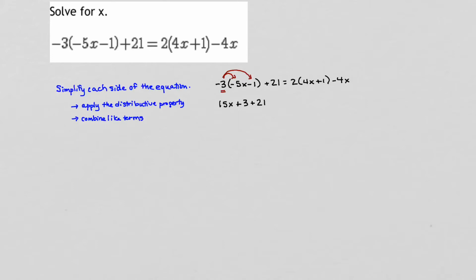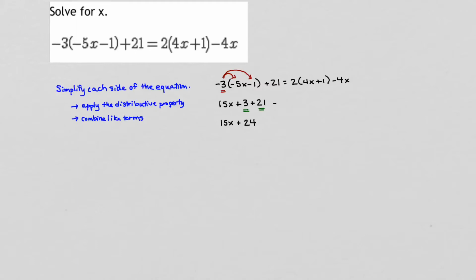Now that the distributive property is complete, I can continue to simplify the left side by combining like terms. What terms can be combined? Well, notice that the 3 and the 21 are our constants, and those are like terms, so we can put those two together by adding them up. That means the left side will become 15x plus 3 plus 21, which is 24. The 15x and the 24 are not like terms, so that's as far as I can simplify. I can't go any farther.